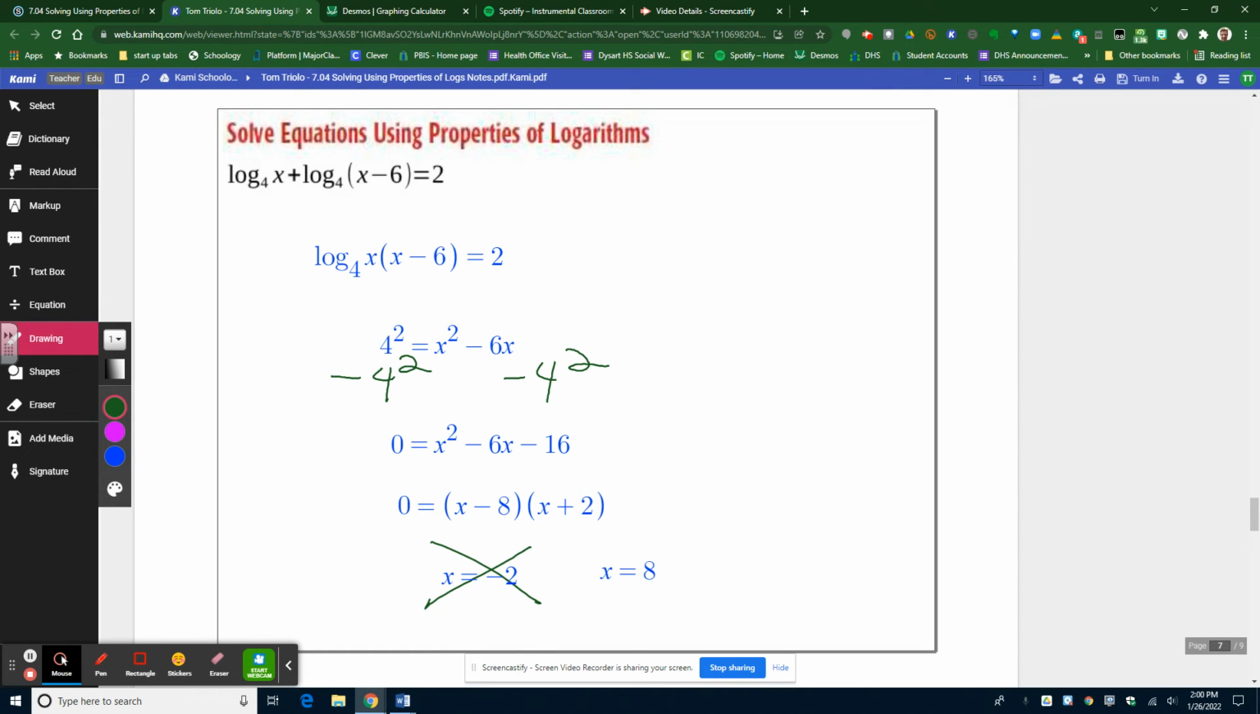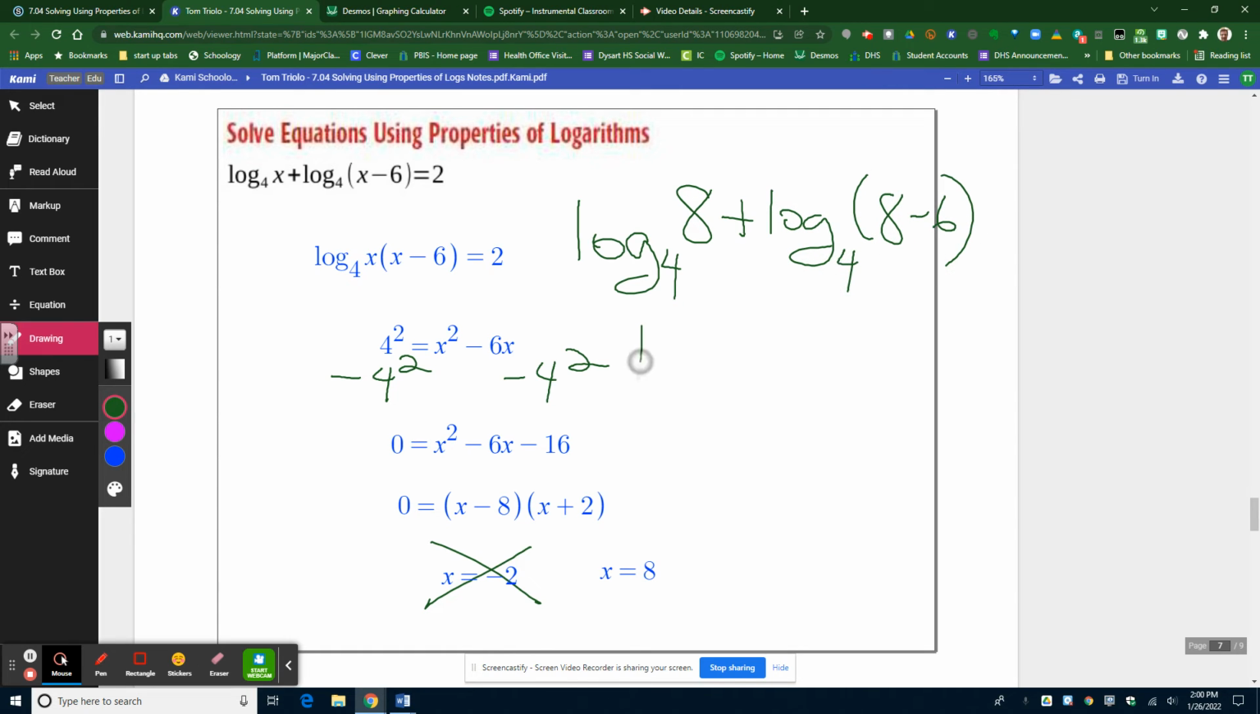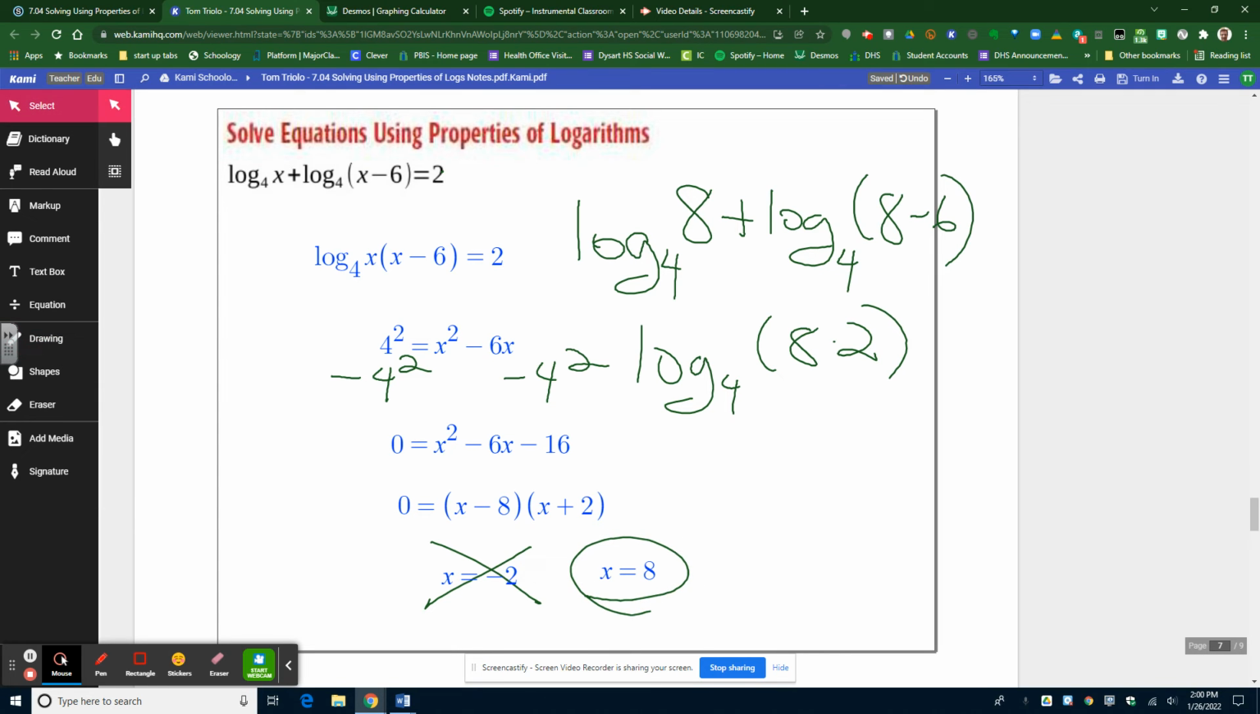And if I put an 8 in here, so log base 4 of 8 plus log of 8 minus 6 base 4. Well, that's log base 4 of 8 times 2. What's 8 times 2? 16. 4 to what power is 16? Hey, look, right there. So this one works, the other one does not. Okay.